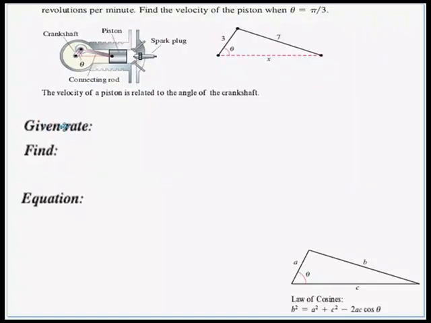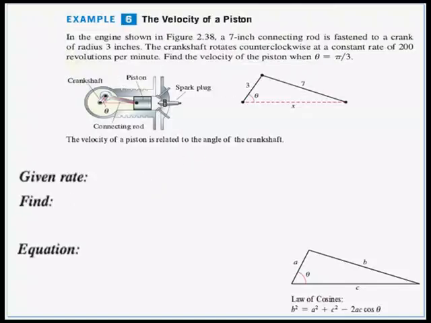Okay, so let's try to figure out our given rate. What is the given rate? The crankshaft rotates counterclockwise, 200 RPM. So what is changing is the angle, d theta dt. That angle is changing with respect to time at 200 revolutions per minute. Each revolution is 2 pi radians, so 2 pi times 200 is 400 pi radians.